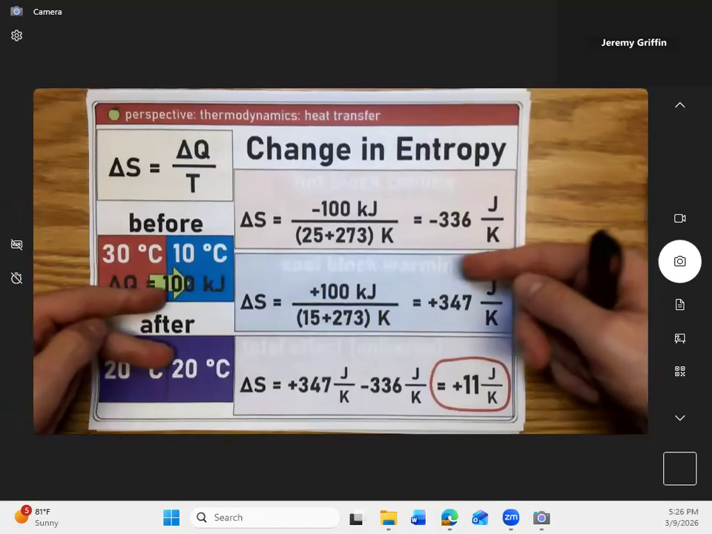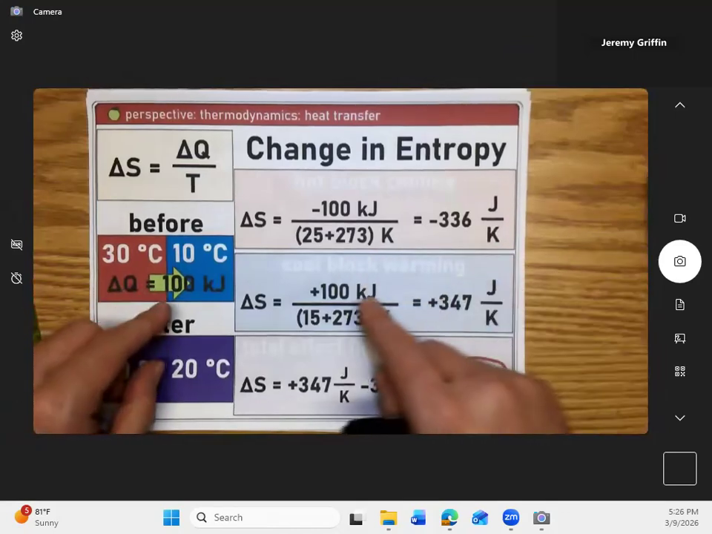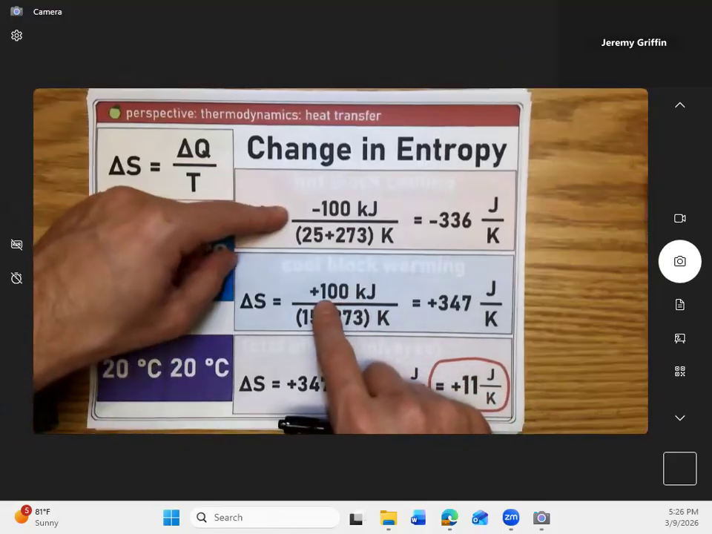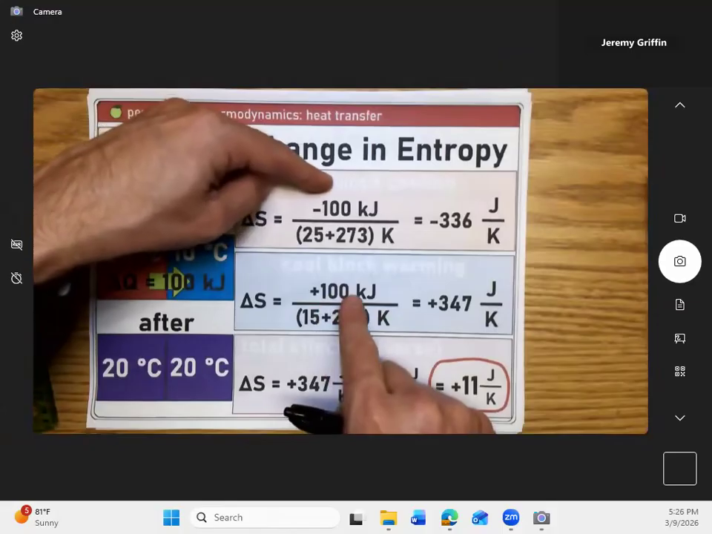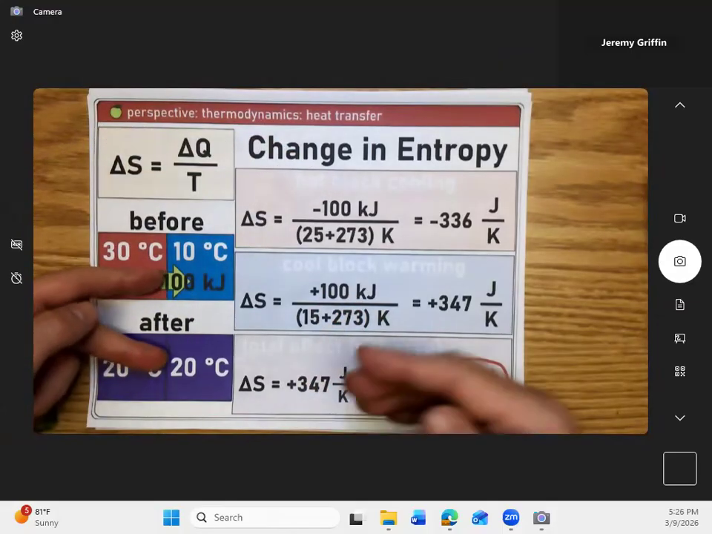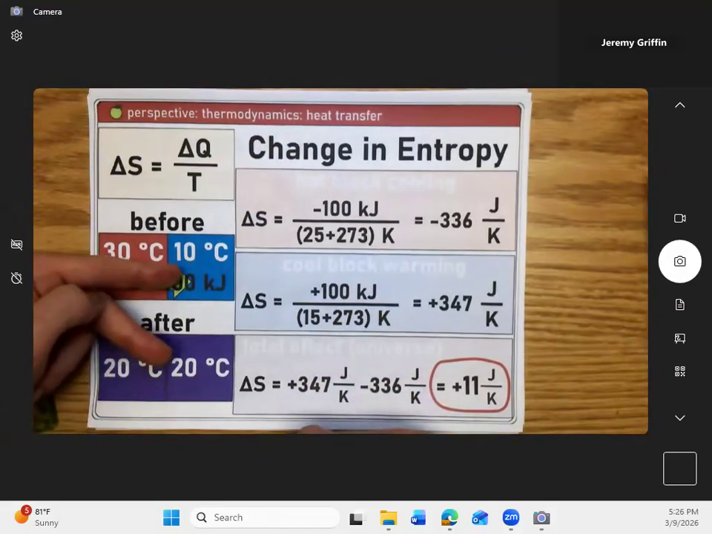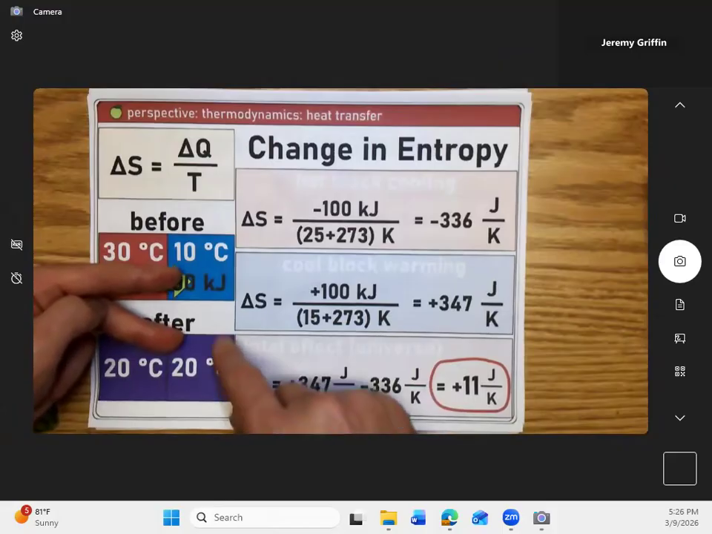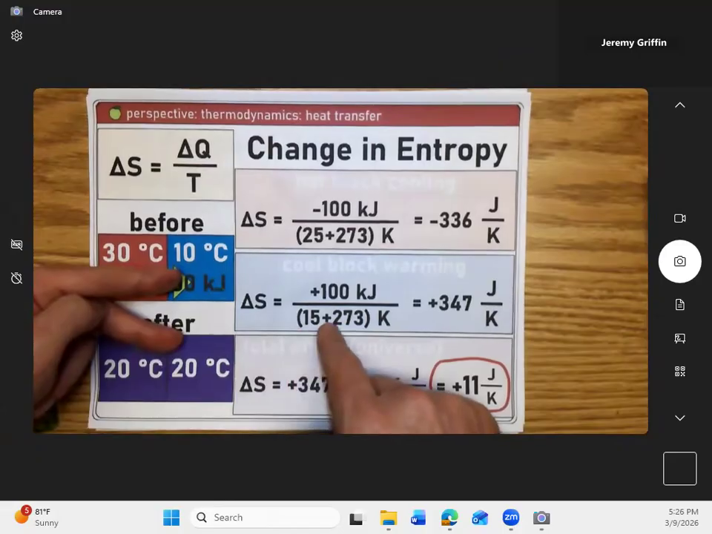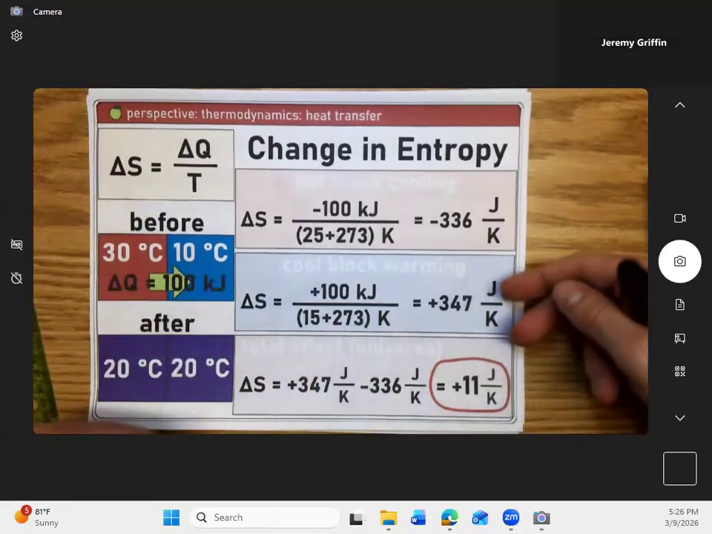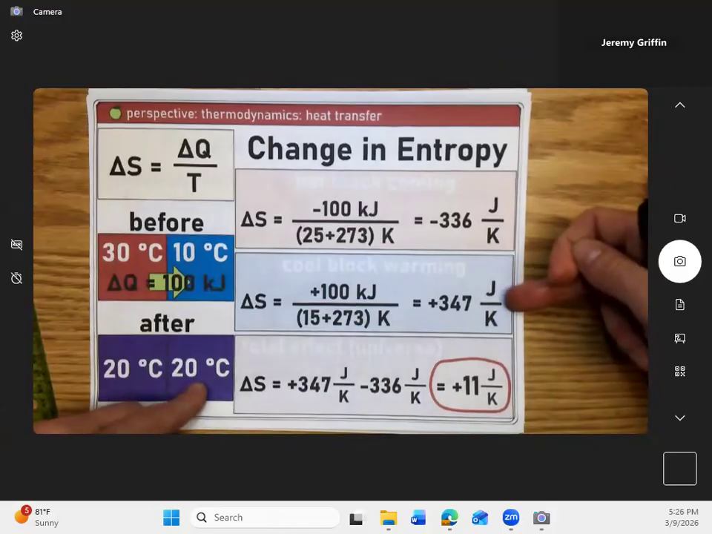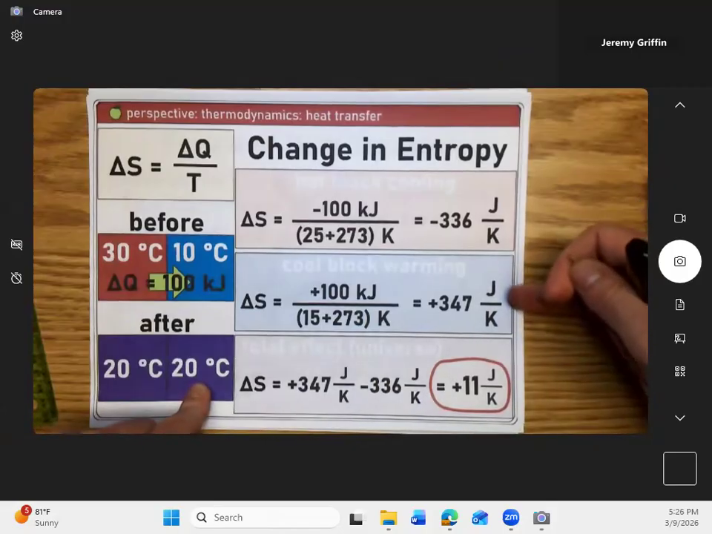Now let's look at the cold block heating up. The cold block heating up gained that thermal energy. That's why this value is positive in the numerator. It's the same numerator otherwise, just positive. And what's the average value going from a cold value to the lukewarm value? Halfway between 10 and 20 degrees is 15 degrees. That's Celsius, so I'll say plus 273 to make this Kelvin. Now I have an absolute temperature. You run the numbers, and the cold block warming up has gained 347 joules per Kelvin, units of entropy.